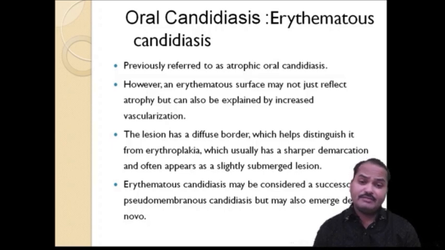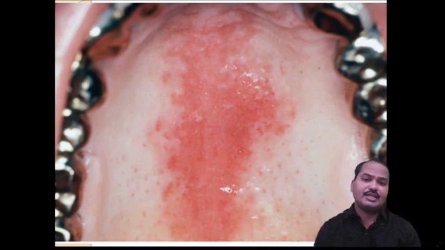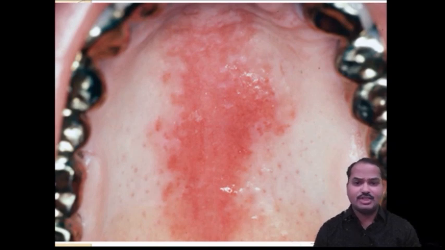Whenever we see pseudomembranous candidiasis, we can suspect that in subsequent time it may convert to the erythematous type. So this is one of the pictures where the palatal mucosa is showing a reddish area having diffuse borders, not very sharply demarcated. And this erythematous area is associated with some habit of steroid intake or any other habit which locally irritates the tissue and causes the opportunistic infection to occur in the oral mucosa.